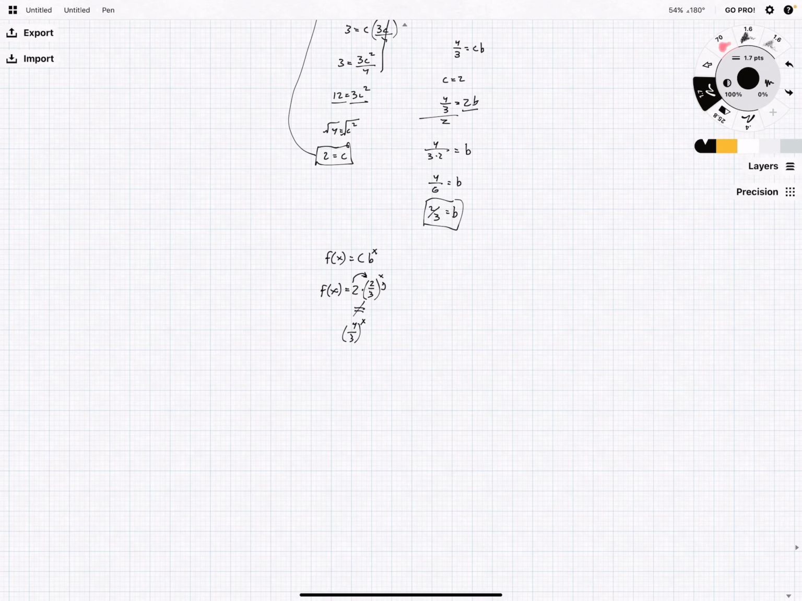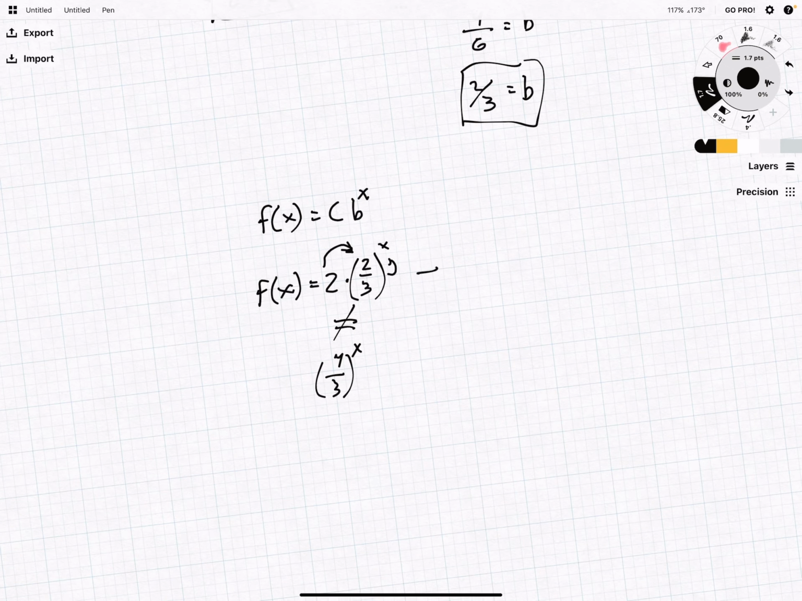So please make sure that you separate out your constant multiple from your base, and we leave it as 2 times 2 over 3 to the x. That way everything's nice and correct. So that's everything for problem number 22.